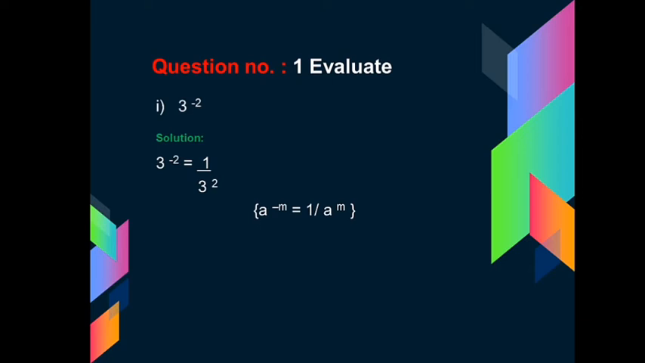I have explained all the laws earlier also. So when it is given a raised to the power minus m, here we will consider 3 as a and 2 as m. According to the formula it will become 1 upon a raised to the power m. That's why we have written that 3 raised to the power minus 2 equals 1 upon 3 raised to the power 2, which equals 1 upon 3 into 3, that is equal to 1 upon 9.